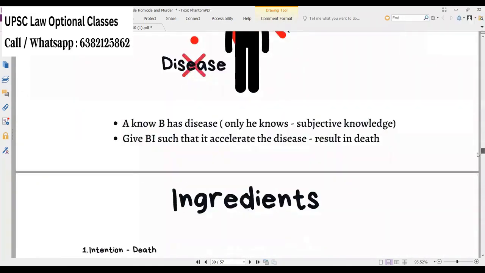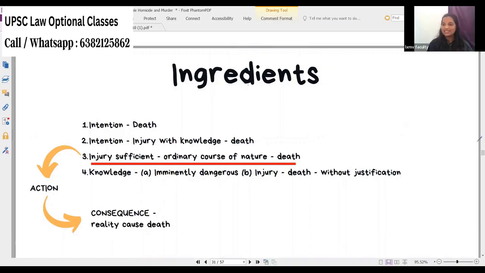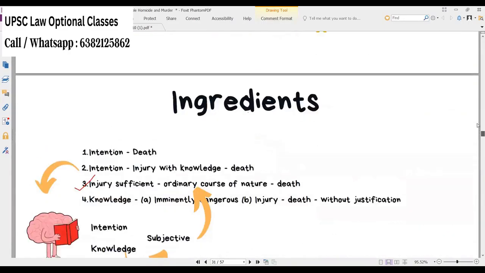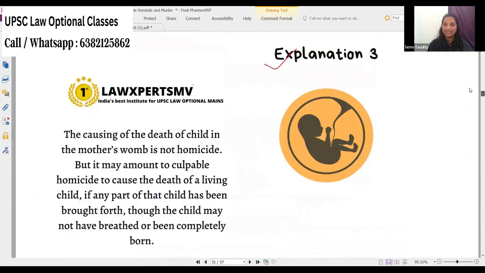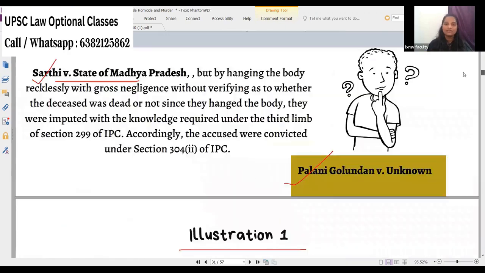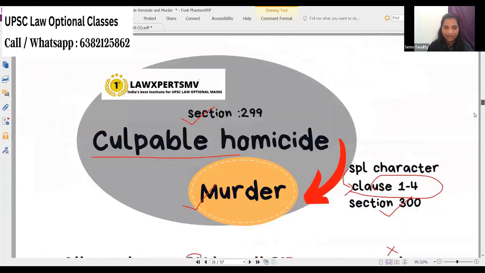Ma'am, is clause 3 of section 300 an exception to mens rea? No, it is not an exception. You see, there is an intention to cause bodily injury. Ma'am, you have recently pointed out that the knowledge of the accused is immaterial to fall under the section. See, knowledge is immaterial, intention is material. The first clause and second clause are asking for two things. That's why I pointed it out here.